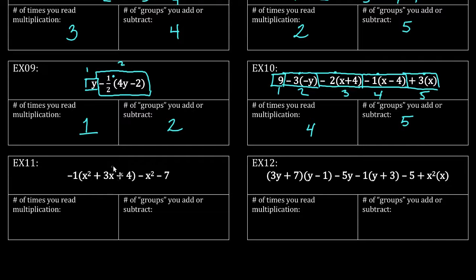Okay, 2 more. Negative 1 times x squared plus 3x plus 4 minus x squared minus 7. So I only read that once. So negative 1 times x squared plus 3x plus 4 is all together, because remember, it's multiplication. Multiplication glues these two together. Minus x squared minus 7.